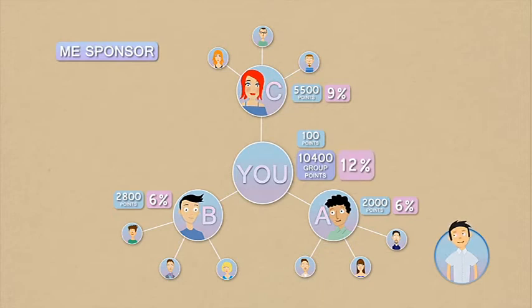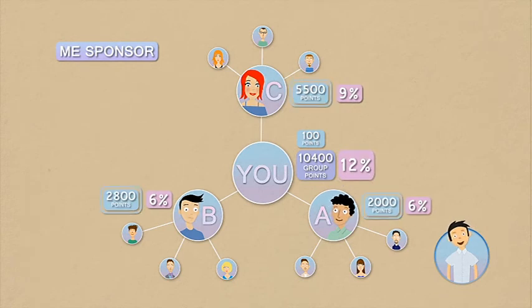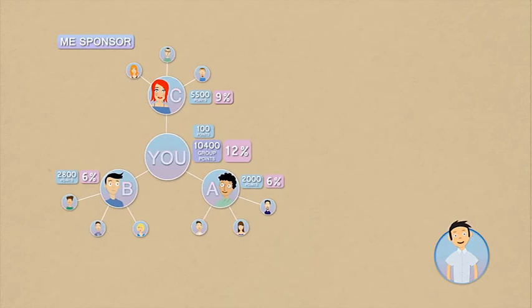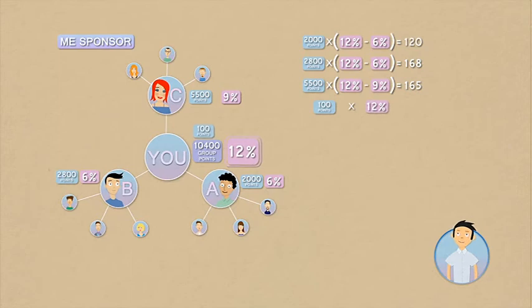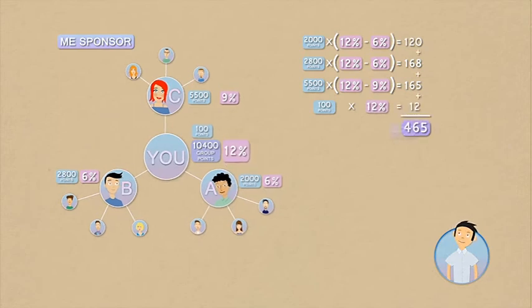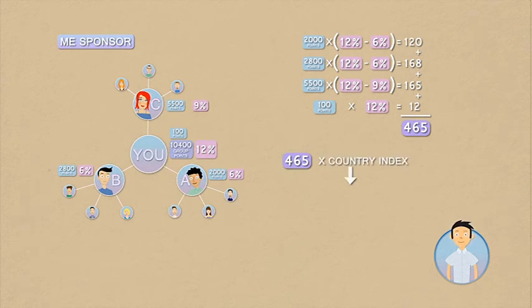In order to calculate the commission rate for each distributor from the lower tier, subtract their level of effectiveness from yours. Then, multiply the result by the total of their group points. Have a look. We multiply 2,000 by 6%, which gives us 120. 2,800 is multiplied by 6%, and we get 168. And 5,500 multiplied by 3% gives us 165. Remember also about your own points. That is, 100 times 12% is 12. We add up the previous results, and we multiply the total by the country index. After a few calculations, you now know how to calculate the commission.